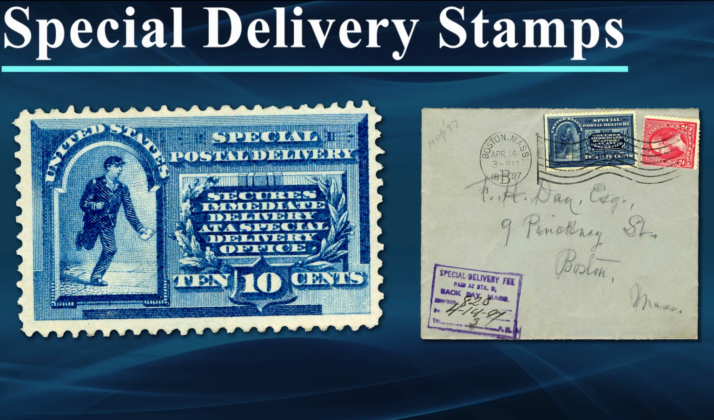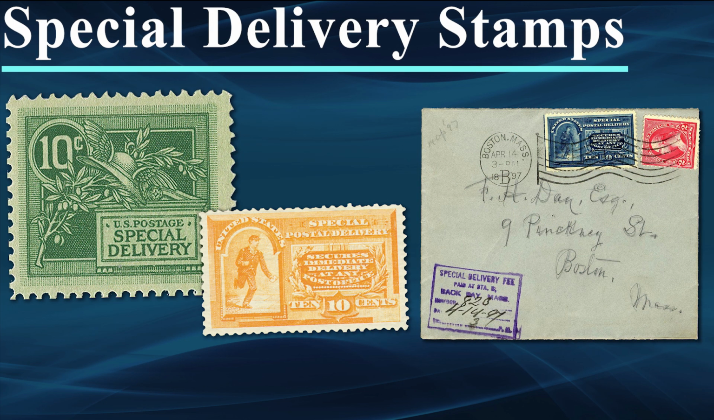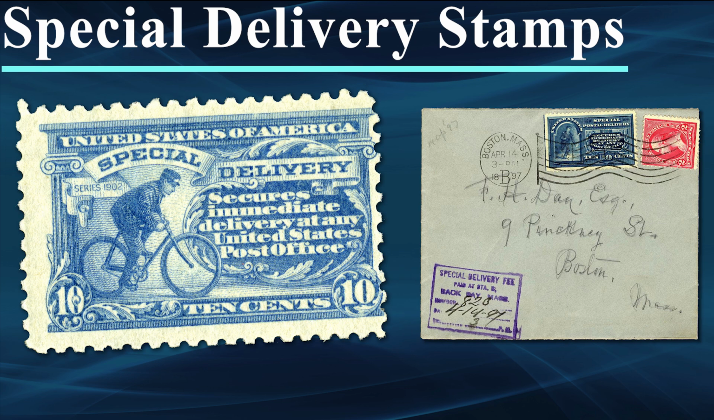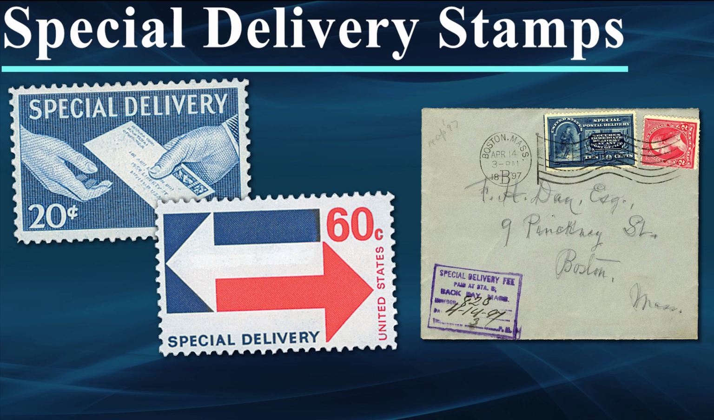Now we'll move on to special deliveries, stamps that covered immediate delivery to a person's address after arrival at the post office. They were in use from 1885 to 1971. They were later succeeded by modern priority and express mail stamps.